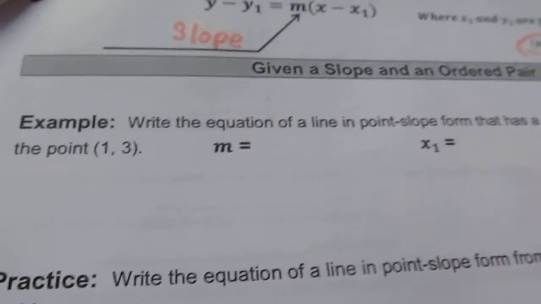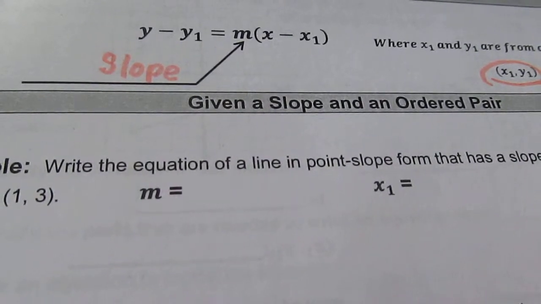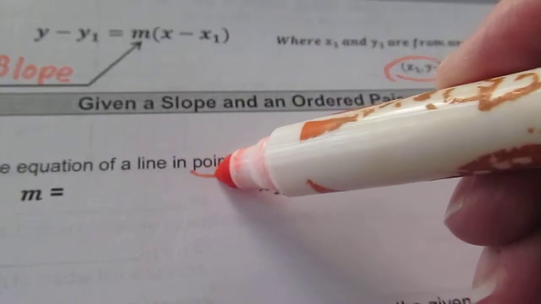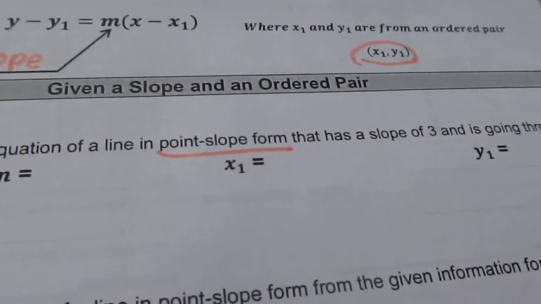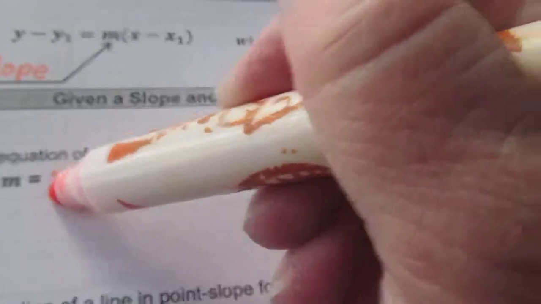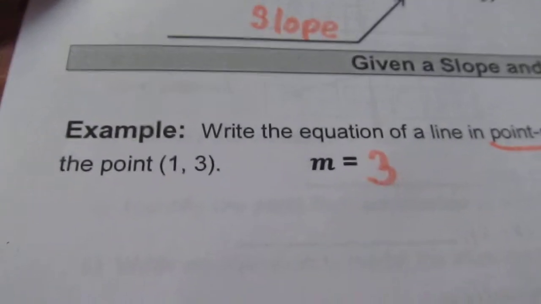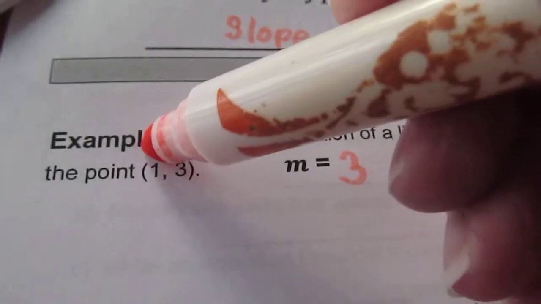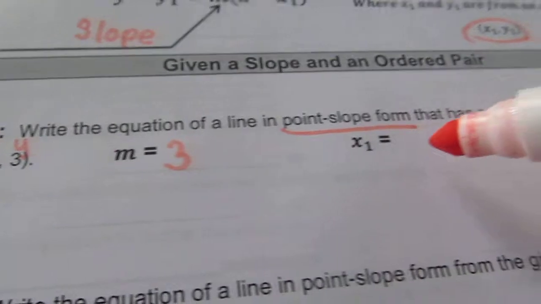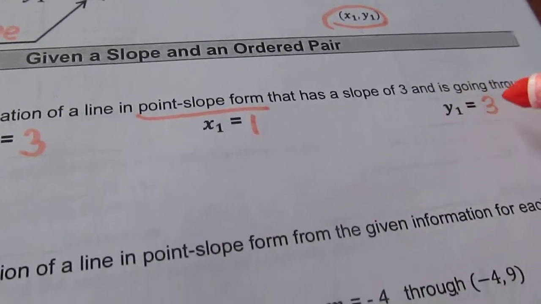Okay, let's take a look at this. Write the equation of a line in point-slope form. I like to always highlight the form I'm using. With slope of 3, let me write that down, and going through the point 1, 3. Well, I know x is 1, y is 3. So that's my x1 and my y1.